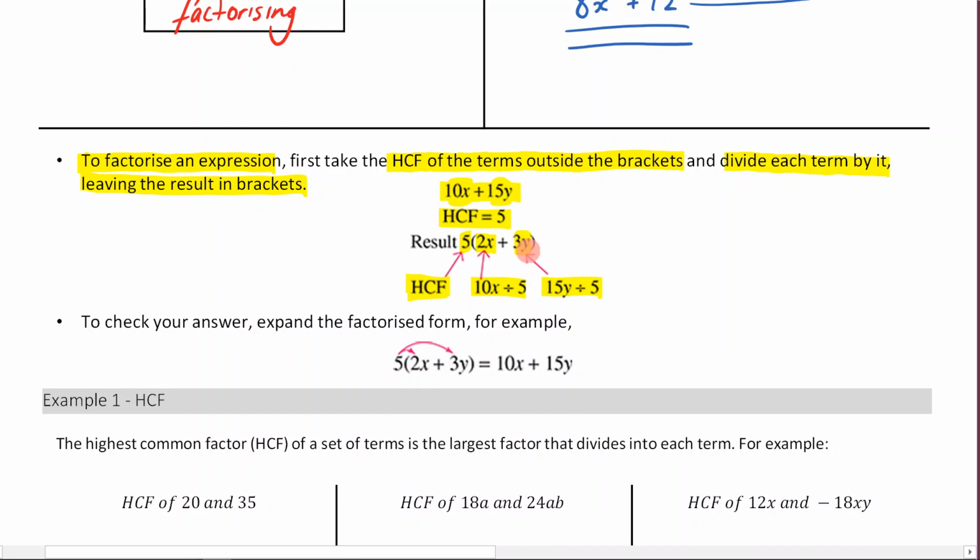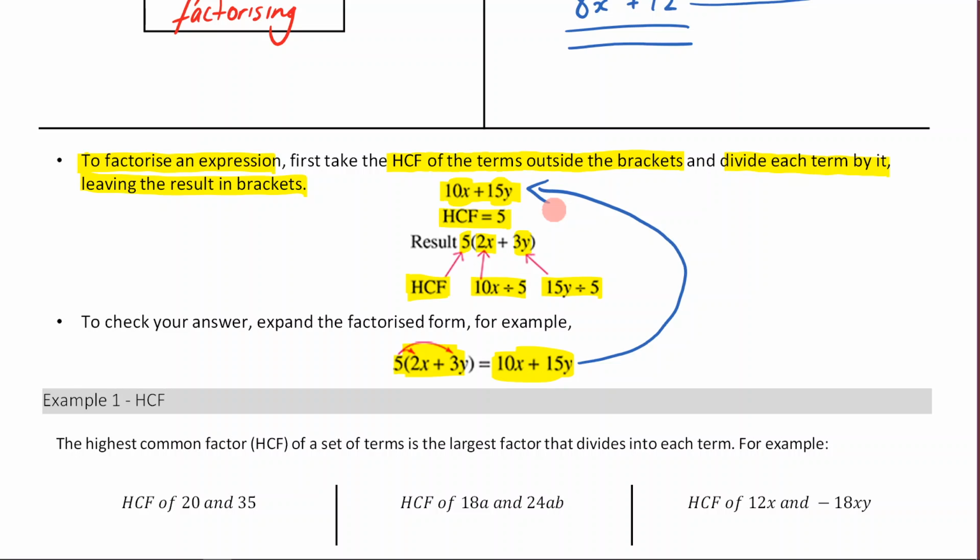And that's how we do it. And remember, to check your answer, expand the factorized form. For example, you're just expanding the factorized form, and you can clearly see that that right there is what we started with, and that's what you're checking. You're checking if, after we expand, we arrive back at what we started with. Perfect. So that is what factorization is all about.